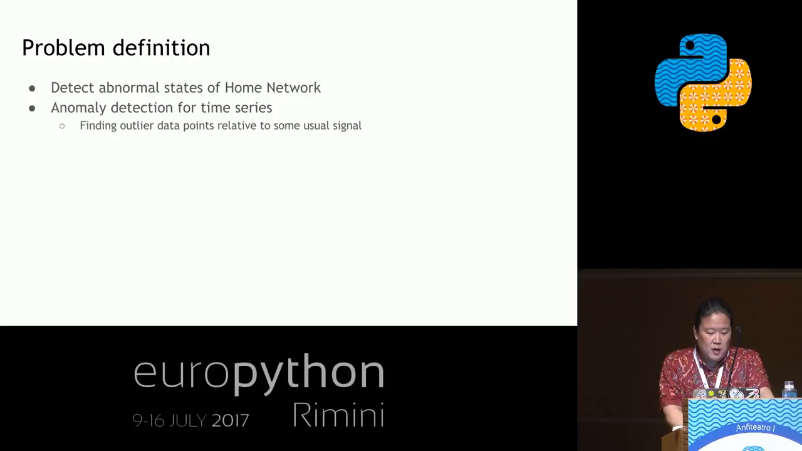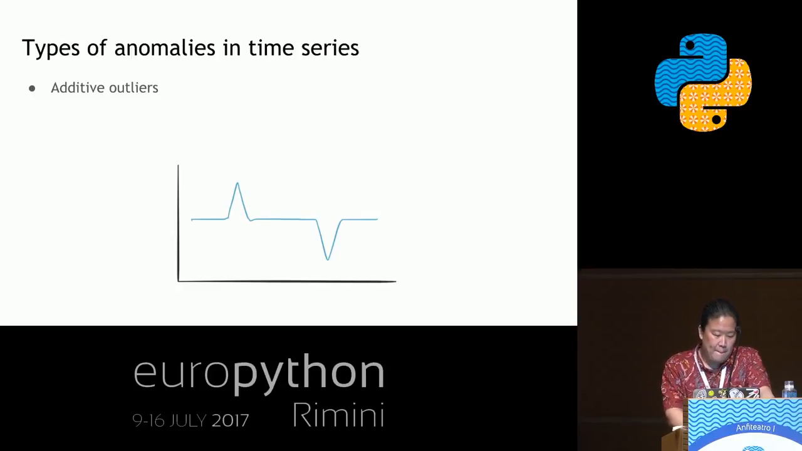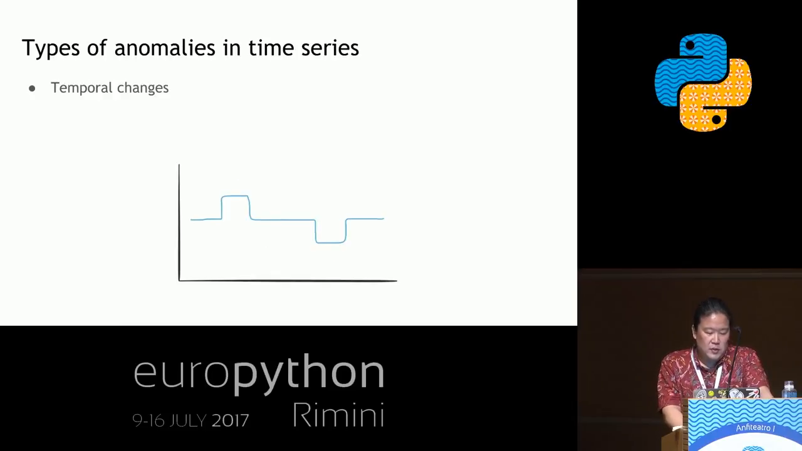And for anomalies, there are several types of anomalous patterns in time series. Let's take a look one by one. Firstly, the additive outliers, which are unexpected spikes and drops. The disconnections that we just saw are a typical example of this type of anomaly. Next is the temporal change, which is an unusually low or high observation for some short period of time.